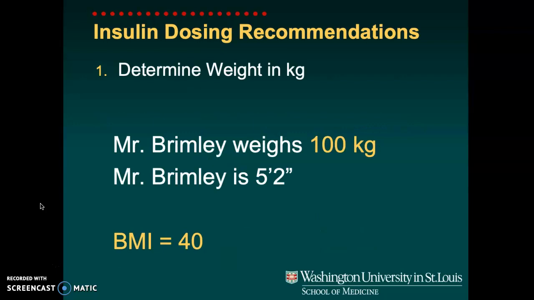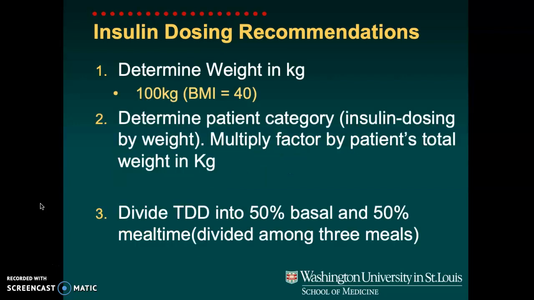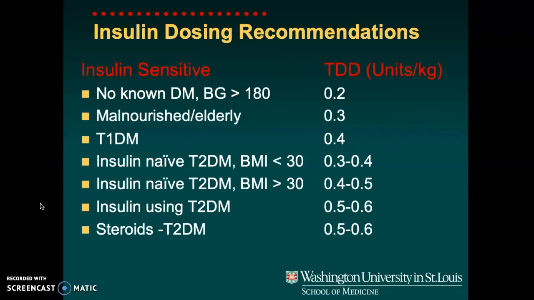So let's start out. Mr. Brimley weighs 100 kilograms and his height is 5'2", making his BMI 40. So we know that his weight is 100 kilograms. Now we need to determine his insulin dosing patient category.